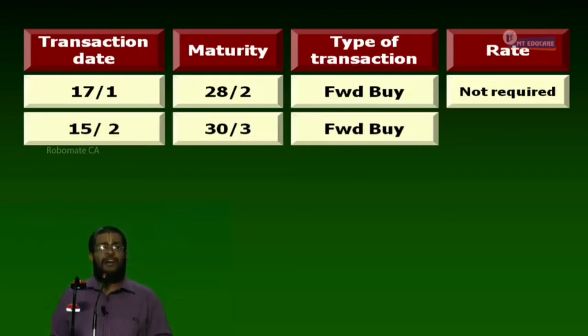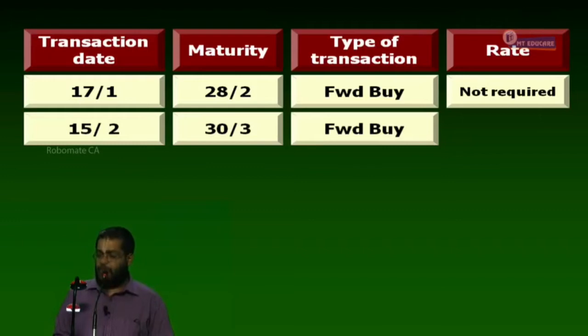46.5075. What is 46.5075? Tell me elaborately. On 15 February, if I want to buy the dollar, I can buy at 46.5075. I want to buy on 15 February or 28 February or 30th March.